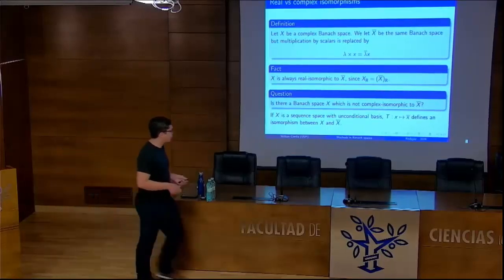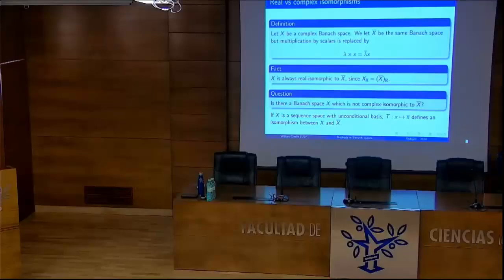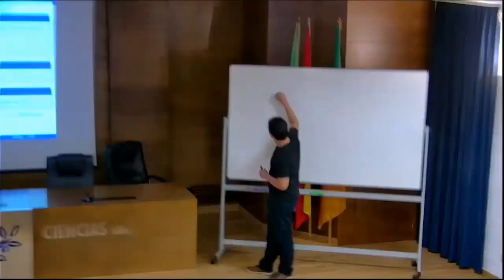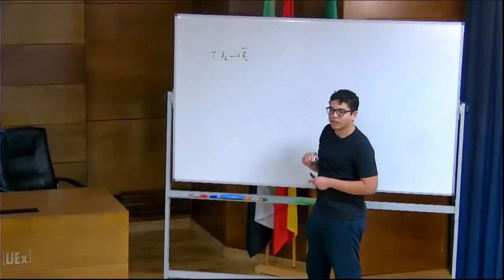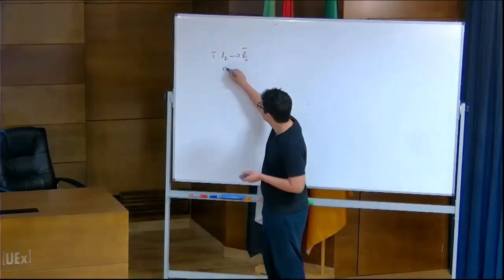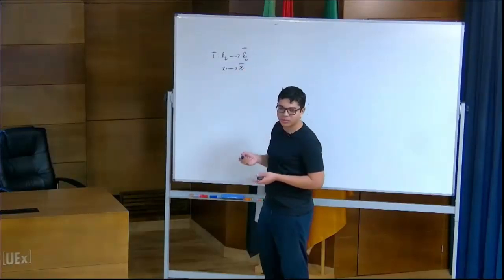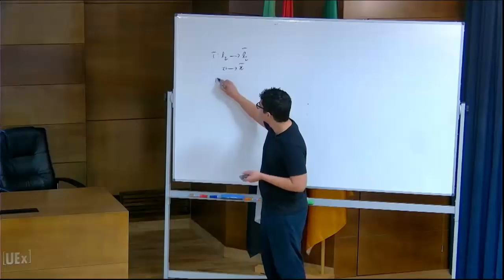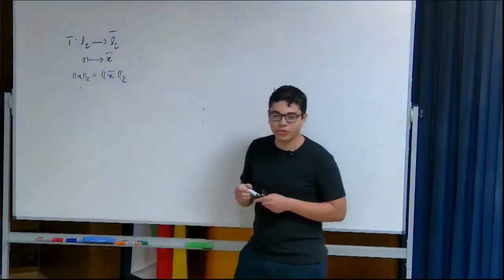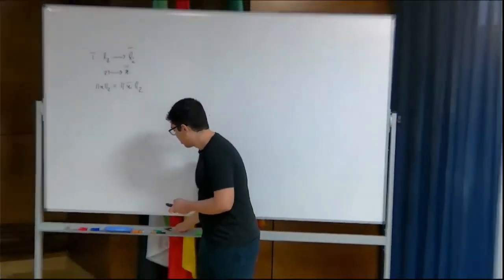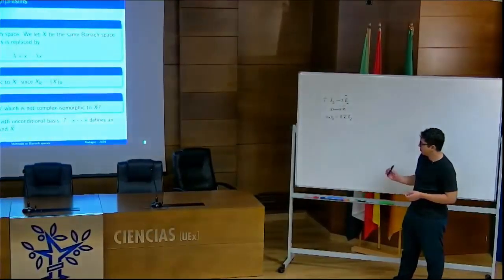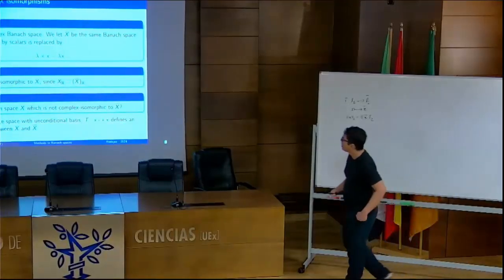Just a little observation. Consider, for example, L2. It's easy to build an isomorphism between these two spaces. Just take conjugation, pointwise conjugation, because the norm is the same, right? The norm of x in L2 is the same as the norm of its conjugate. And of course, if you take any space with an unconditional basis, the same will work.